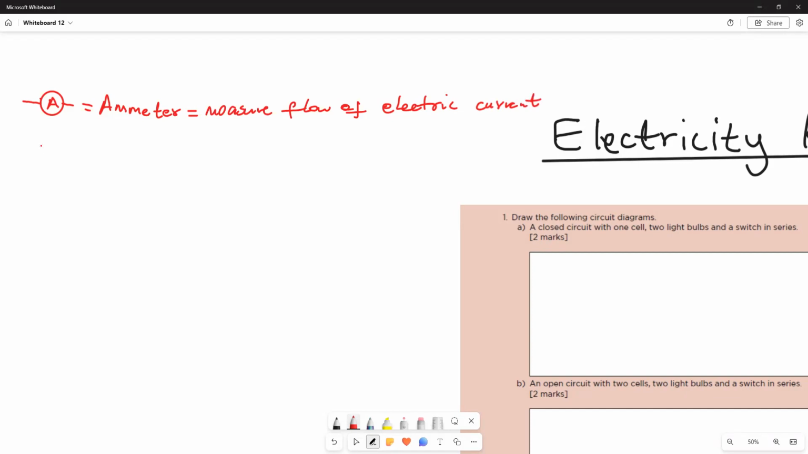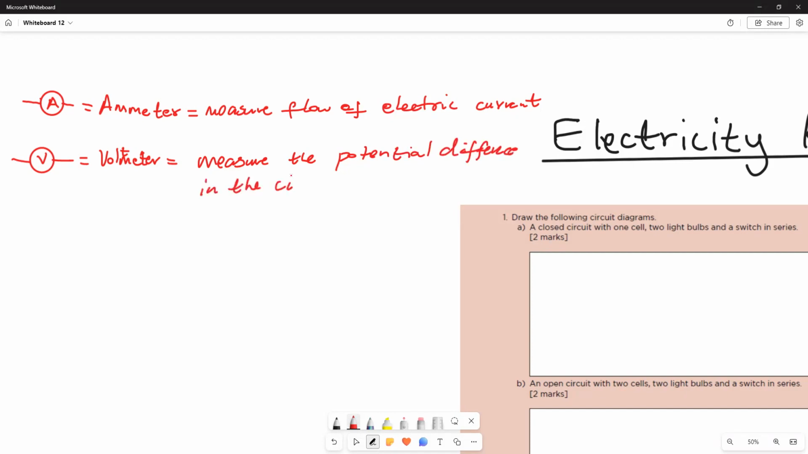Perfect. And then the second symbol is going to be the voltmeter, which is represented by a circle with two lines and a V in between. This is called the voltmeter. It measures the potential difference in the circuit. Sometimes you can say it measures the voltage.